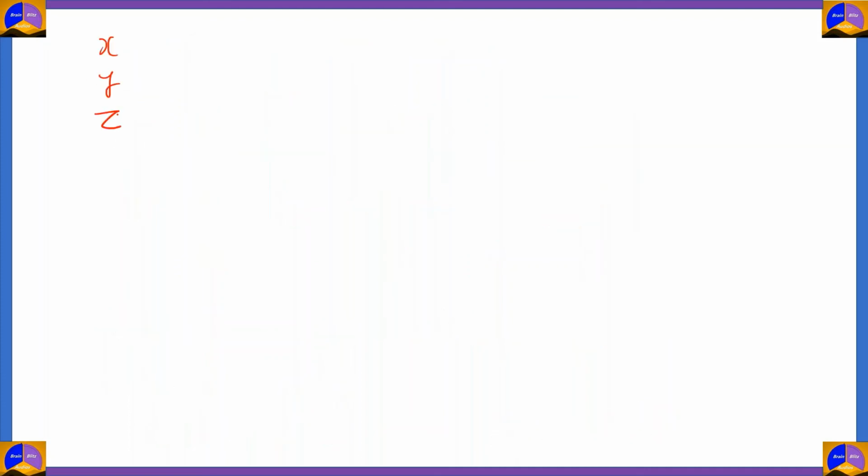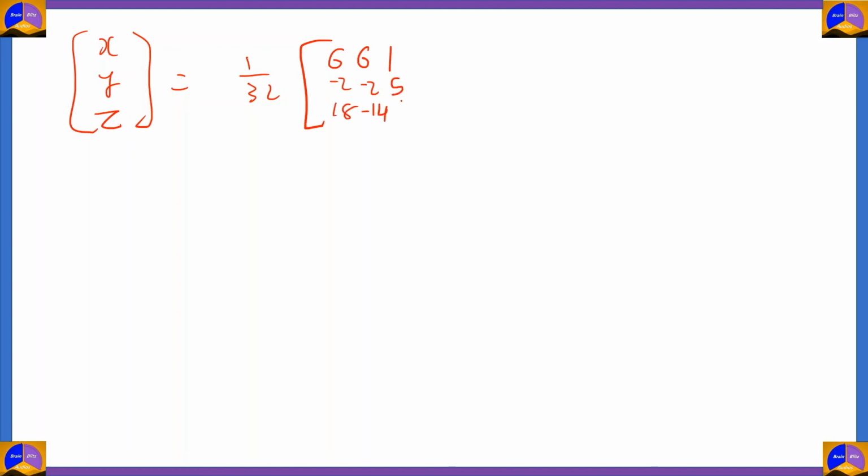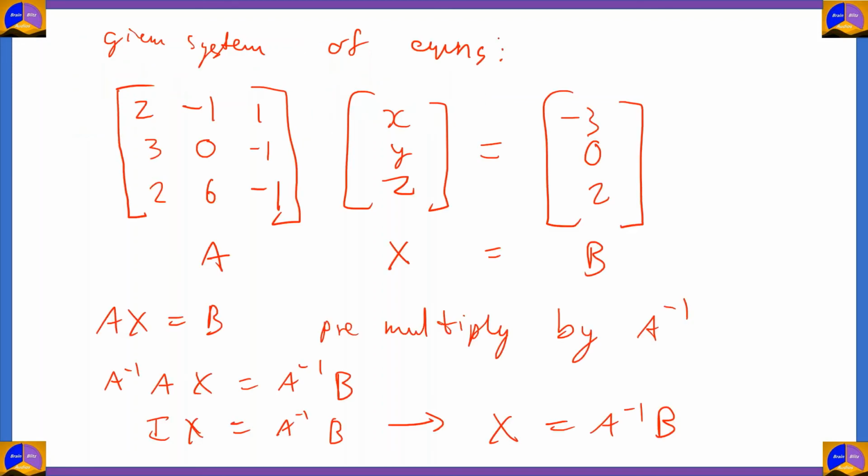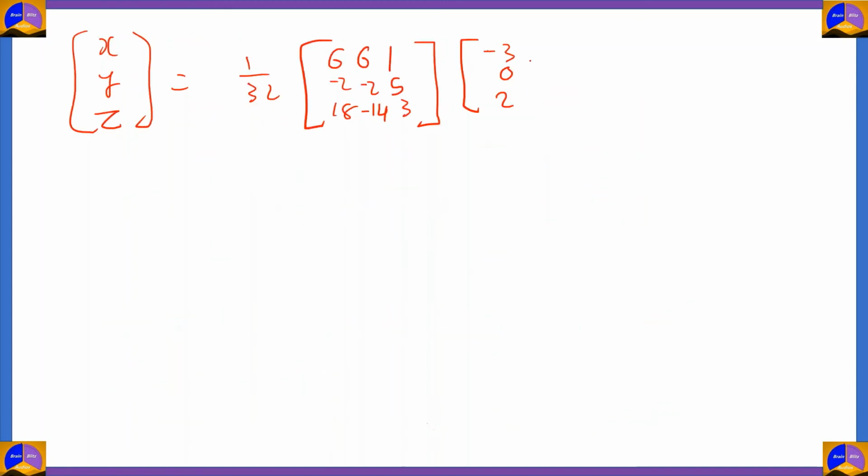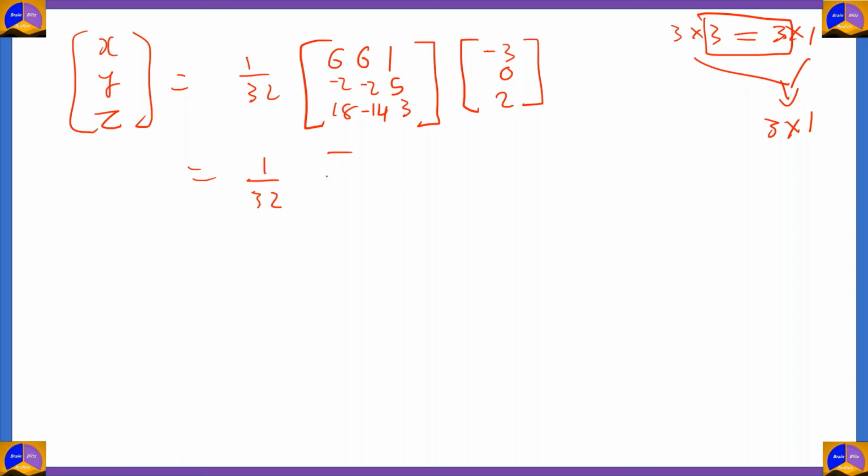So the value of X is the matrix x, y, z. A inverse is 1 by 32 times 6, 6, 1, minus 2, 5, 18, minus 14, and 3. Now what do we do? We multiply it with B, and B is minus 3, 0, and 2. So as you can see, it's 3 by 3, and we have a 3 by 1 matrix. So we'll get a 3 by 1 matrix. This is an easy way to find out the order of a matrix which is the product of two matrices. When these two are equal, then the matrices can be multiplied. So now 1 by 32 times the multiplication of these two.